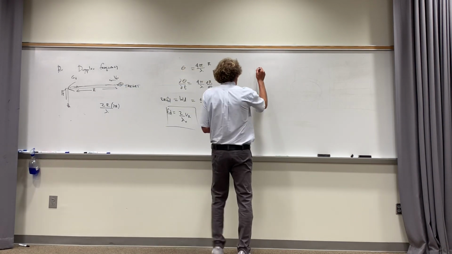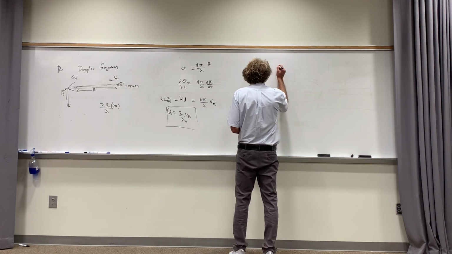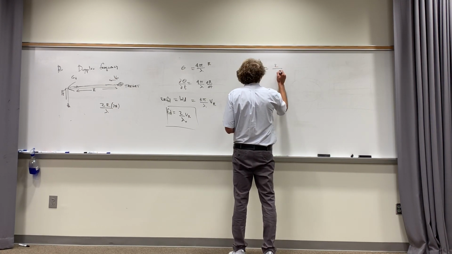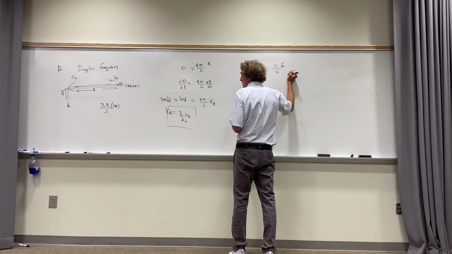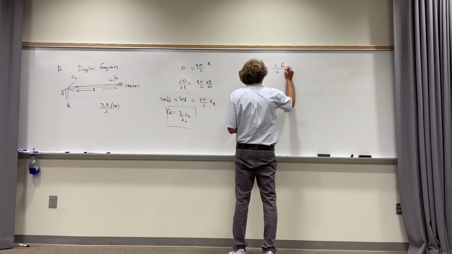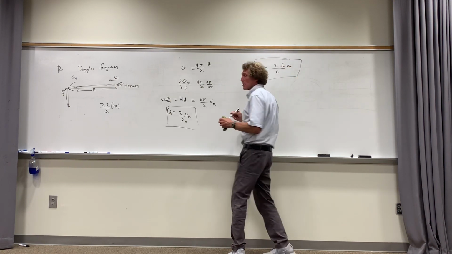Now, the way Dr. Wentworth will have this, he'll have f Doppler equal to 2, and then wavelength is c over f. So he'll have c here, and then he'll have f naught, and that's the radar transmitting frequency, times V_R. And that's the Doppler shift that would occur.